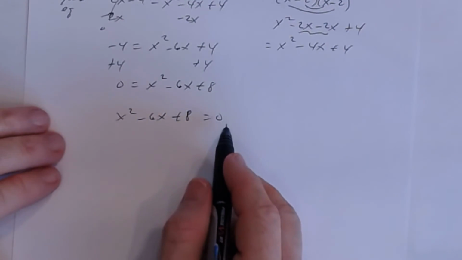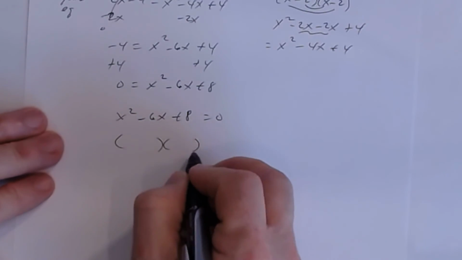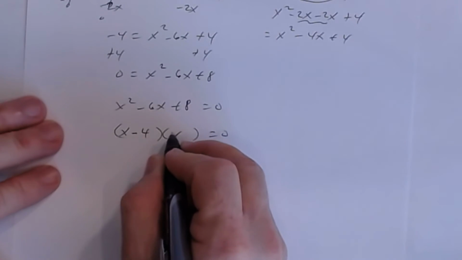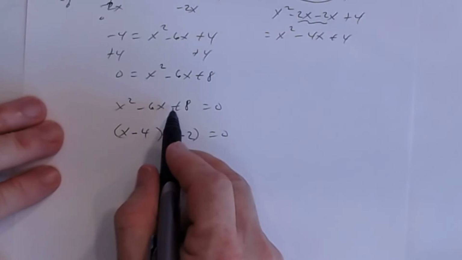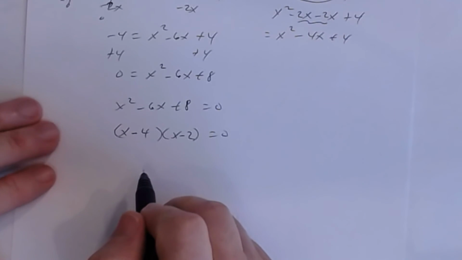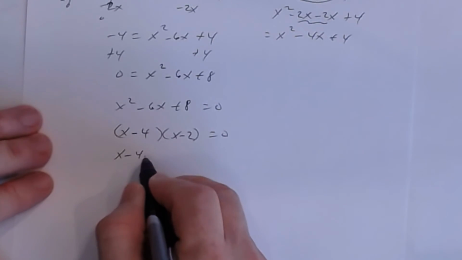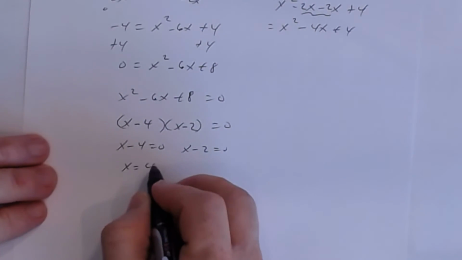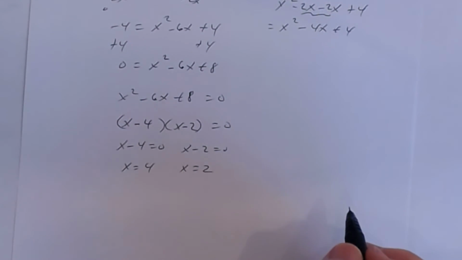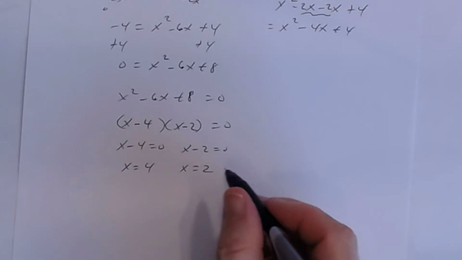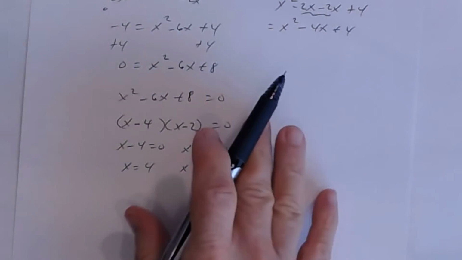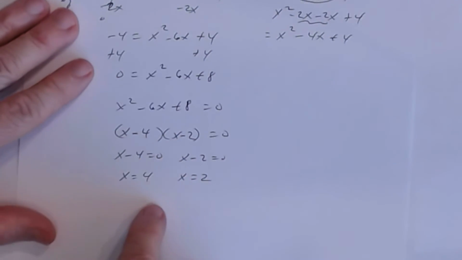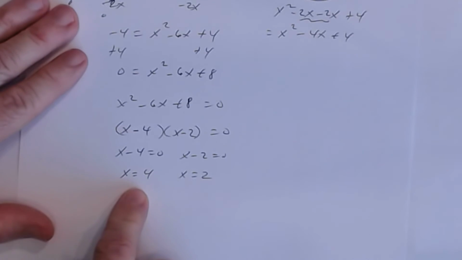I always prefer to get 0 on the other side. All right, factoring, we get x minus 4 times x minus 2. So this trinomial factors into this. And so setting each factor equal to 0, my proposed solutions are 4 and 2. Now you have to check, because remember you raised both sides to an even power. Since I raised both sides to an even power, you have to check for extraneous solutions.